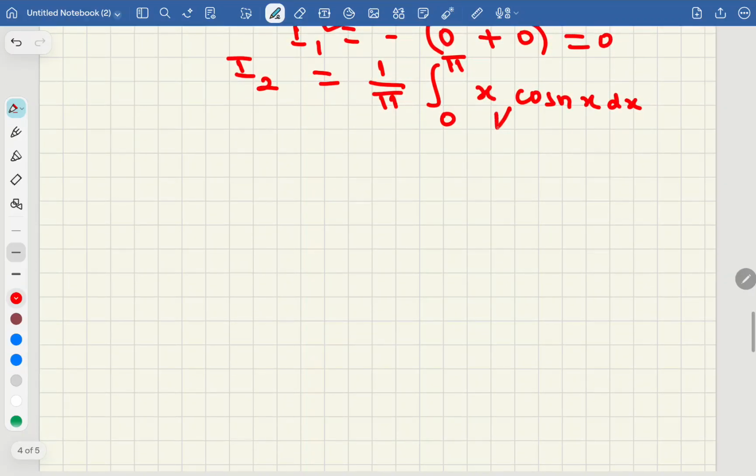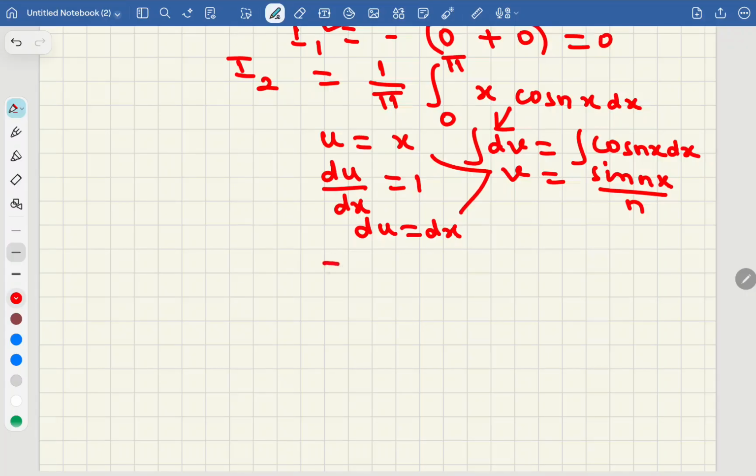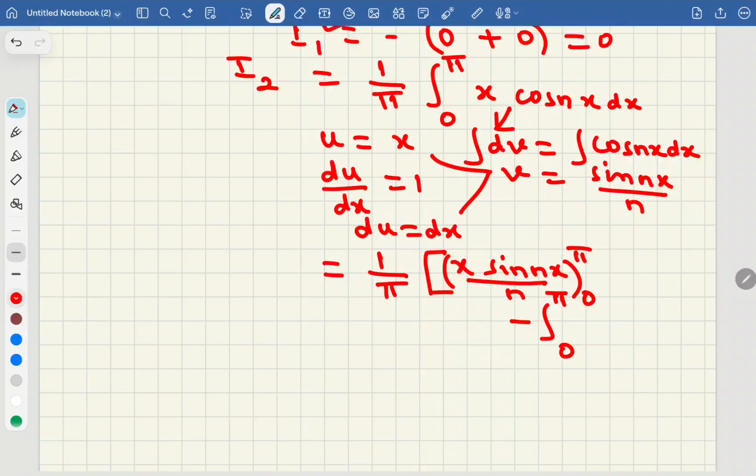Here I am going to use integration by parts by taking u as x, dv as integral of cos nx dx. Find du by dx, the value is 1. What is du? du is dx. Integration of dv gives v, integration of cos nx is sin nx by n. Then uv minus integral v du: 1 by pi, x sin nx by n with limit 0 to pi, minus integration 0 to pi.